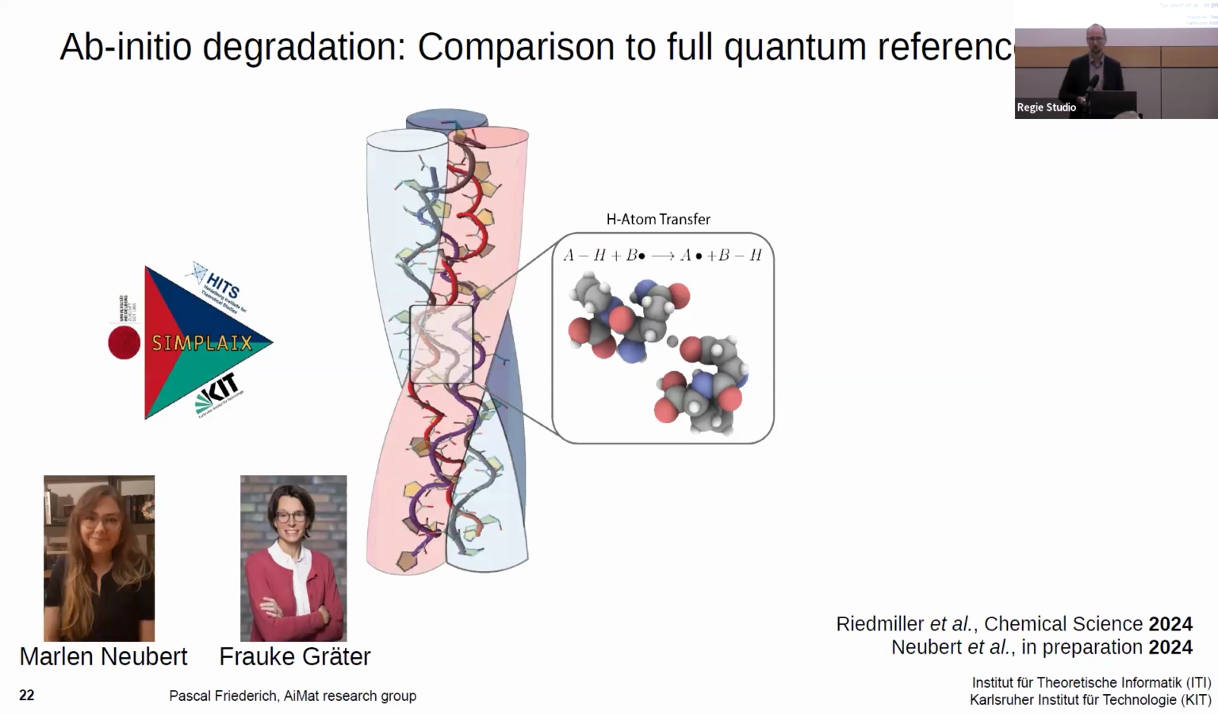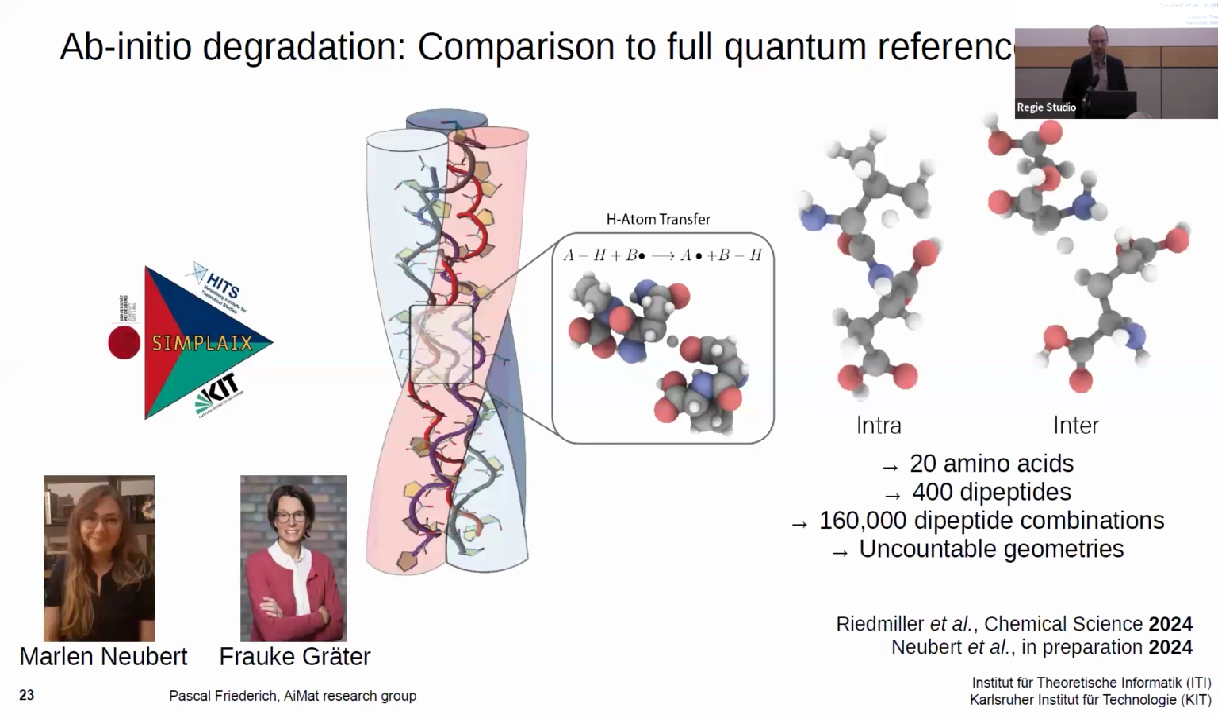And this is one of the projects that we look into in SIMPLAIX. It's a collaboration between the group of Frauke Gräter and a PhD student, Marlene Neubert, and of course also other people in Frauke Gräter's group. And we're looking here at a particular reaction that happens in proteins, in collagen, and it's the transfer of a hydrogen atom from a protein position into a radical. And this is important if we want to understand better certain diseases and how to cure these diseases related to collagen. So what we need is a model that can understand systems like that and then predict their time evolution, so we can track how these hydrogen atoms move in complex biological systems.